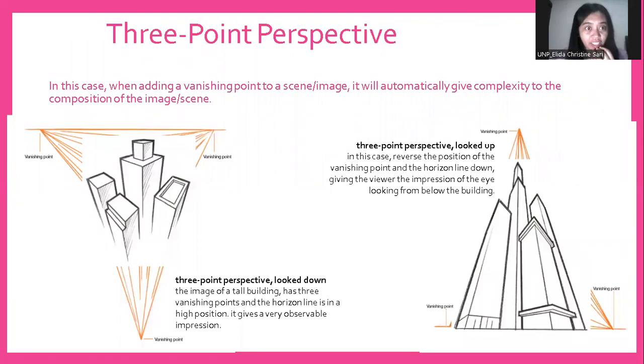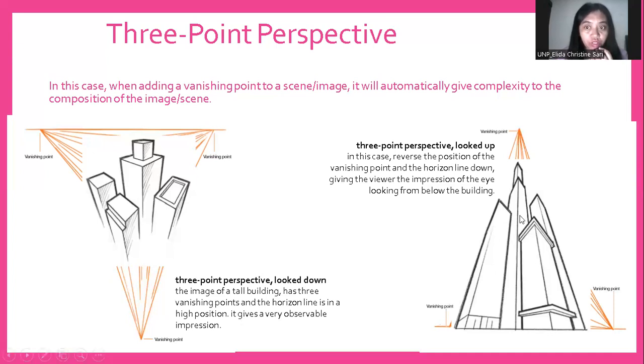3-point perspective. In this case, when adding a vanishing point to a scene or image, it will automatically give complexity to the composition of the image or scene. Like in this picture, you can look at 3-point perspective, looking down. First you draw a horizontal line, and then vanishing point 1, vanishing point 2, and vanishing point 3. The image of this tall building has 3 vanishing points, and the horizontal line is in a high position. It gives a very observable impression.